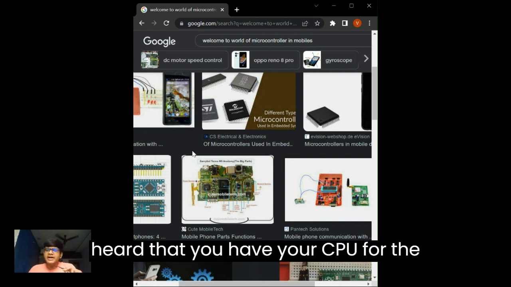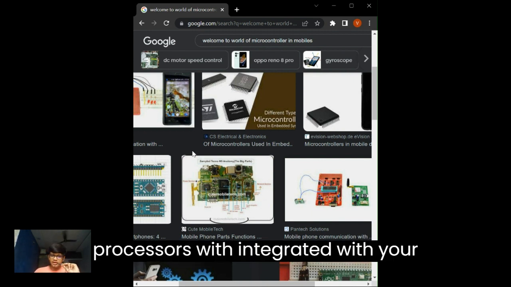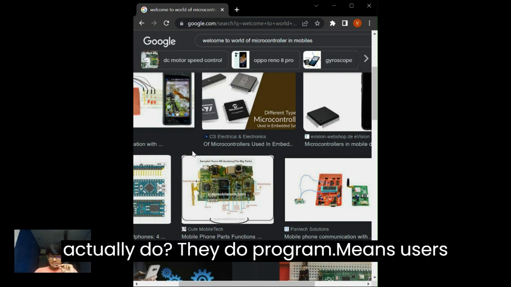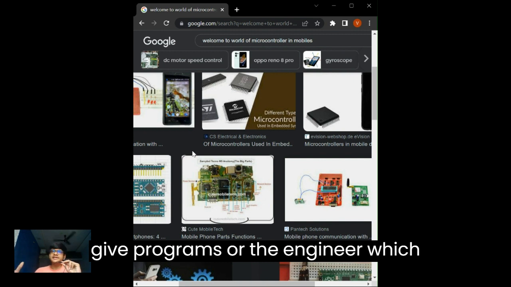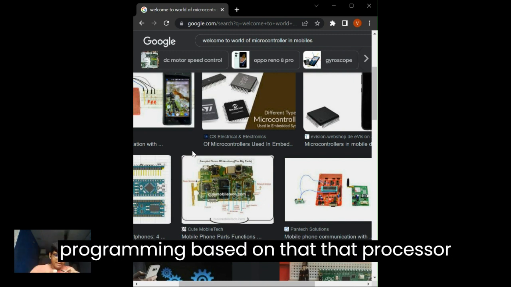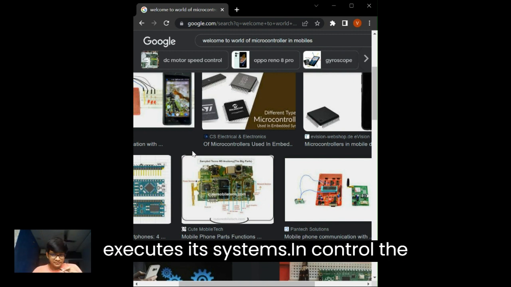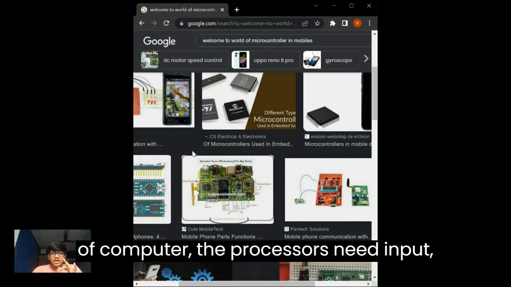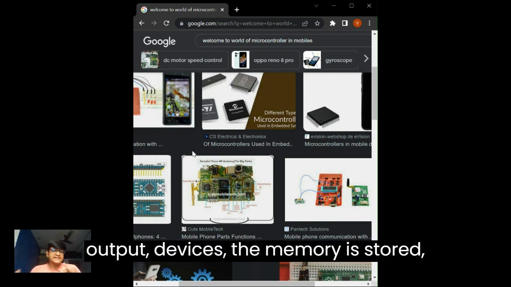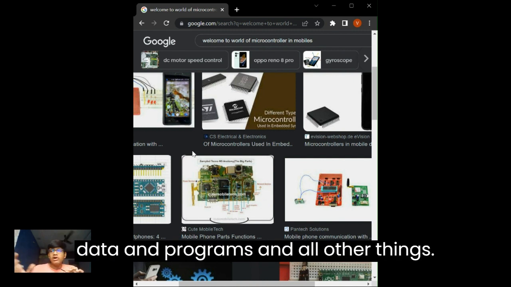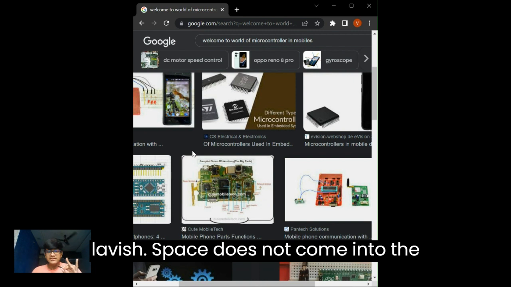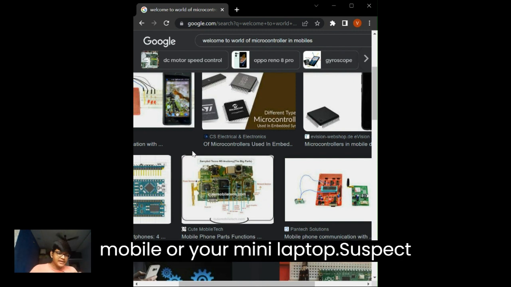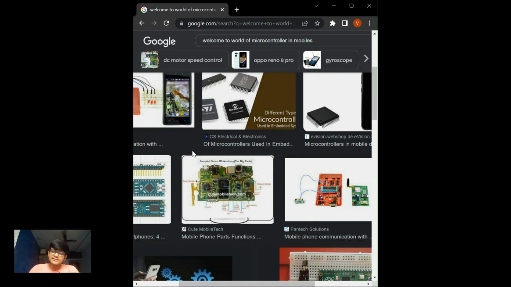You have heard that you have a CPU or processor integrated with your computer system. So what do they actually do? They run programs. Users give programs, or the engineer sets up the programming. Based on that, the processor executes and controls the system. But in a computer, the processors need input-output devices, memory to store data and programs, and all other things. They need a very large space. Such lavish space does not come in an AC remote, in a mobile, or in mini laptops.